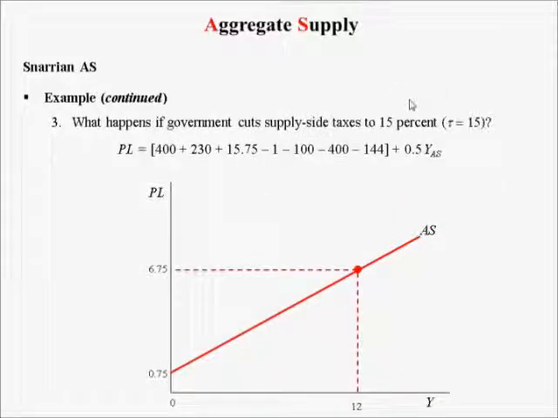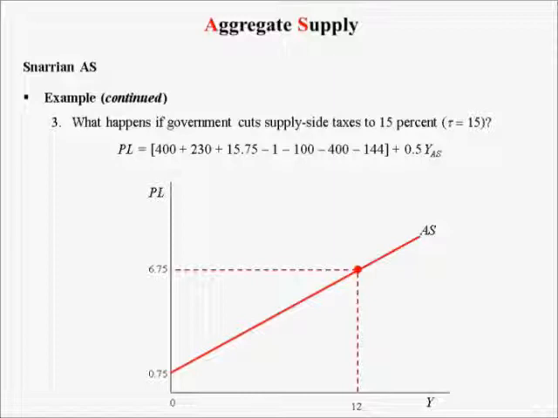Now let's ask a question. What happens if government cuts supply side taxes from 15.75 to 15%? If you recall, one of the biggest things that President Obama has done, he makes the argument that he's cut payroll taxes. And in December of 2011, Congress and the President extended the payroll tax cut another 2 months. So you can think of this as a supply-side tax cut.